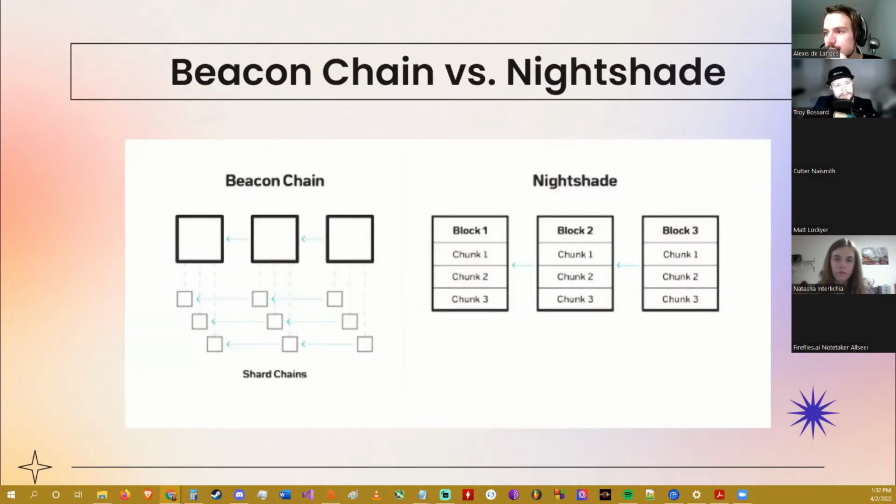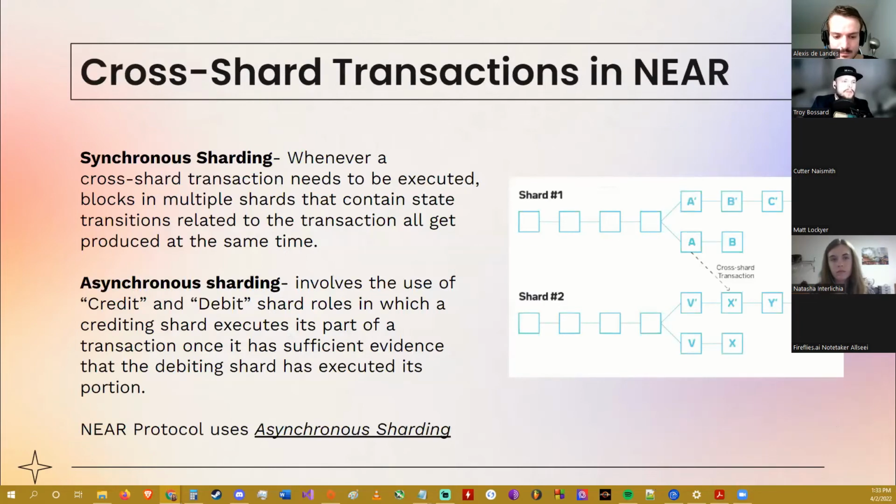You have the beacon chain model, individual sharded chains that refer back to the beacon chain. The individual shards act as their own individual blockchains. With Nightshade, you have a single blockchain in which the shards validate chunks of the total transactions. That brings us to something relevant to transactions on Near: you might need to do a cross-shard transaction if the receiver account doesn't exist within the same shard as the sender.